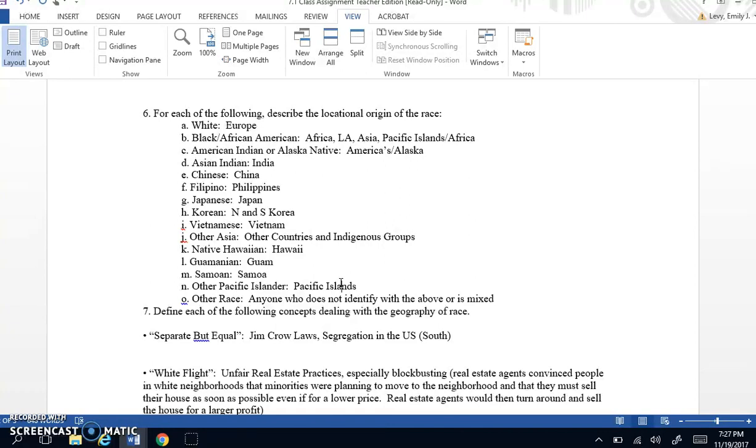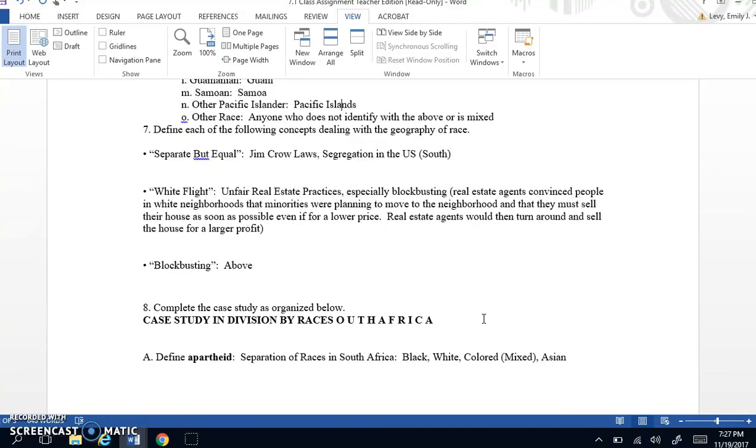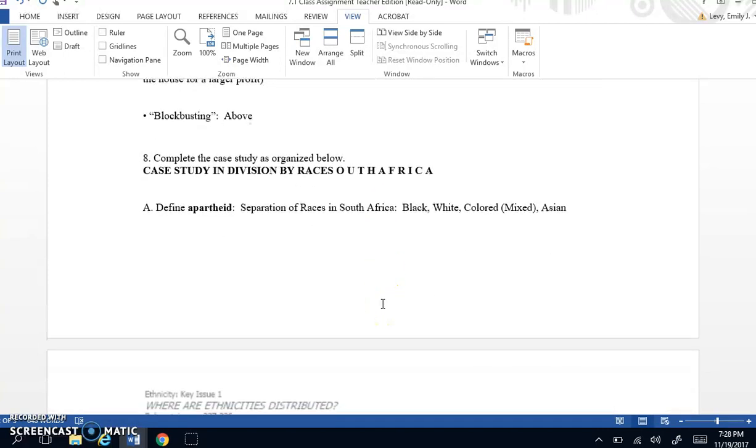Next, let's take a look at some different concepts as part of this geography of race. So first would be separate but equal. These are the Jim Crow laws and segregation in the United States and the South. This idea of white flight, which was the unfair real estate practices, especially blockbusting, which was when real estate agents convinced people in white neighborhoods that minorities were planning to move to the neighborhood and that they must sell their house as soon as possible, often for a lower price. That was the point, to get them to sell it for a lower price, and then real estate agents would turn around and sell the house for a larger profit. This is now illegal in the Fair Housing Act.